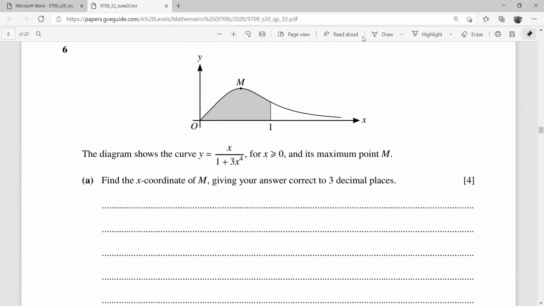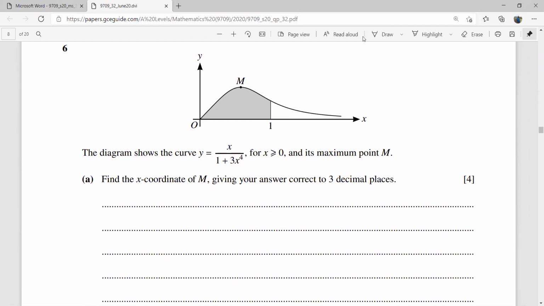Okay, here is the sixth question. Again, you see there's so much calculus in this paper. We have just seen a question where there was a u dot v going on, and now there is a u by v to be handled here. It says find the x coordinate of M. So you will simply differentiate this. Your u is x and your v is 1 plus 3x to the power 4. Your u dash would be 1, your v dash would be 12x cubed.